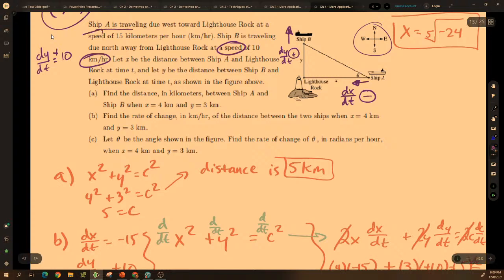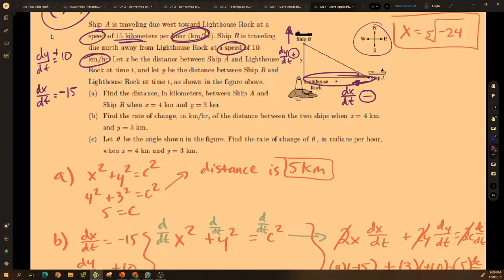Ship A is traveling at a speed, again, that's a rate, of 15 kilometers per hour. Again, that's my rate. So A is going to the west, so that's dx/dt. Now, instead of positive, it's going to be negative 15. Again, the reason it's negative 15 is this distance is going to be shrinking.